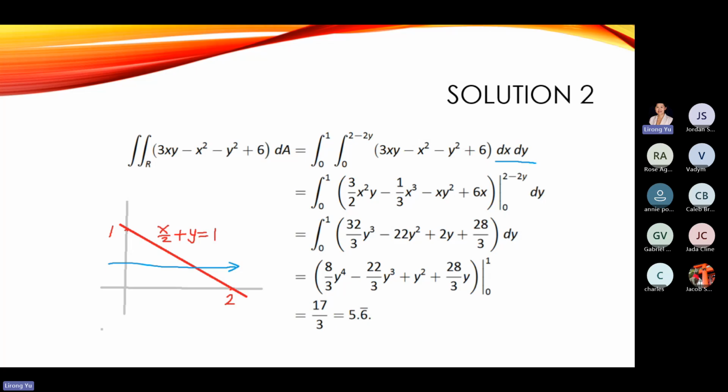If you are doing dx dy, then the y is on the outer layer. So the boundary for the y value is 0 to 1, but then the boundary for the x value would be 0 to that line. The line is x over 2 plus y equals 1. You have to solve for x from it. So we move the y over and then times 2. That's why the upper boundary is 2 minus 2y.